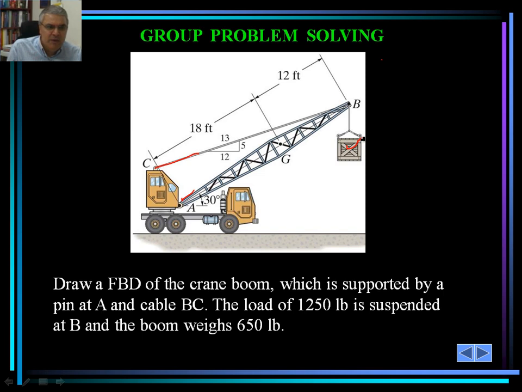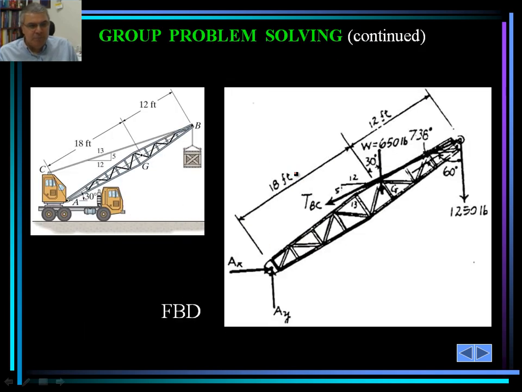So this load is known, and the boom weighs 650 pounds. That means the weight would be applied at the center of gravity of the boom. Now later on we are going to have lectures on how to calculate the center of gravity, but for now that would suffice since it's given.